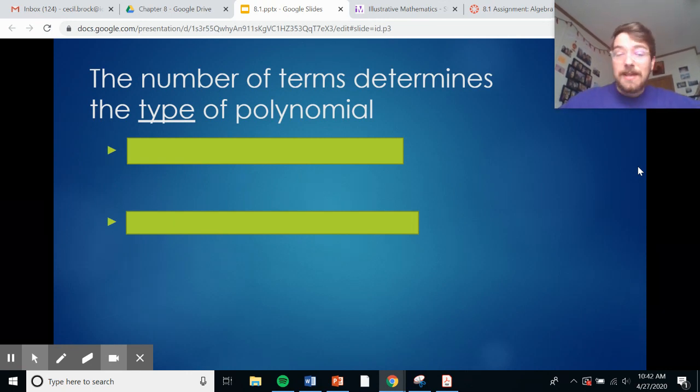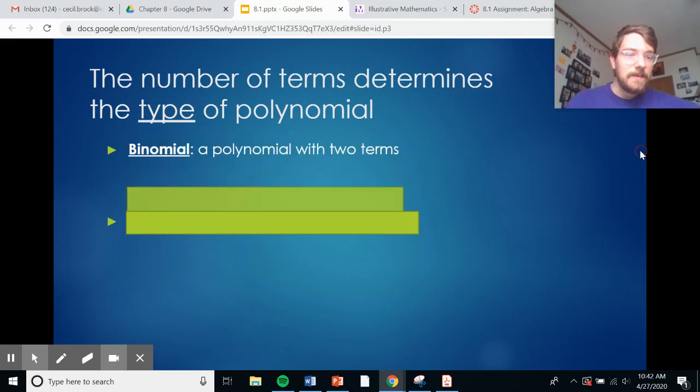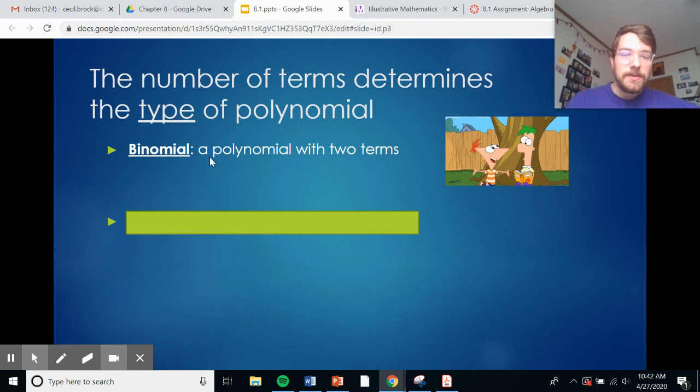You heard it, that's right. We're going to have a bunch of different types up in here. That's just how it works. So you could have a binomial, which is a polynomial with 2 terms. And when I was thinking of iconic duos, I'm like, God, Phineas and Ferb, obviously, right there. So if you only have two terms in your polynomial, it's considered a binomial. It's nothing special, it's just a label, just a name for it.